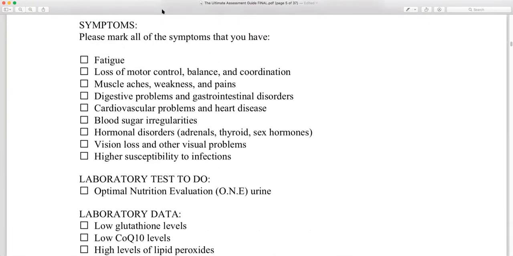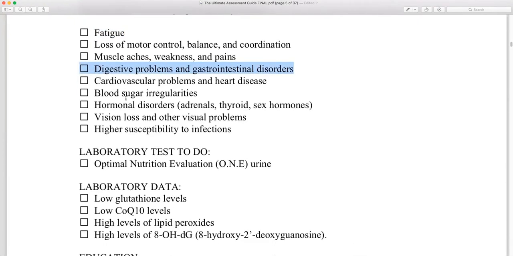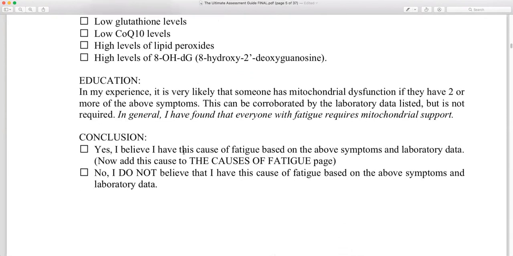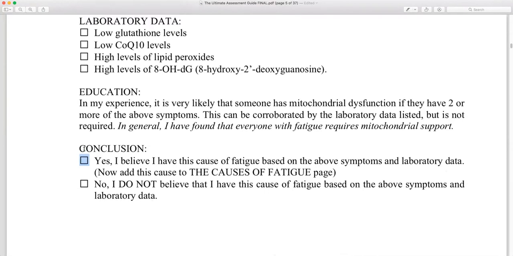So if you have 2 of these, let's say you have fatigue and you have digestive problems, you most likely have mitochondrial dysfunction. And I also say, in general, I have found that everyone with fatigue requires mitochondrial support. It's incredibly important. So then once again, you would mark off yes if you had this, which I believe most of you do. And then we would scroll back up to that page 2, which when you print it out, you're going to have it right next to you as you go through it, and you'll be able to mark that off as you go through this packet.